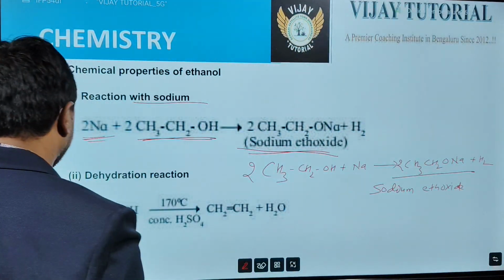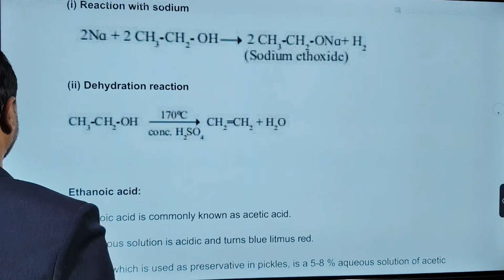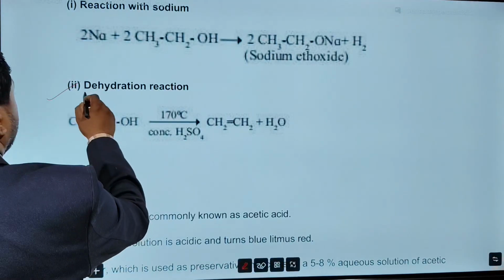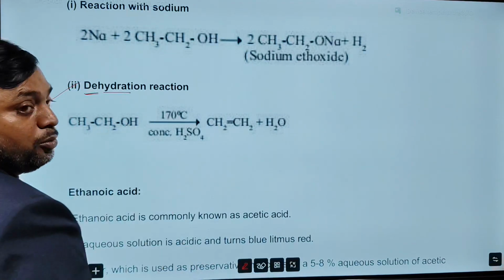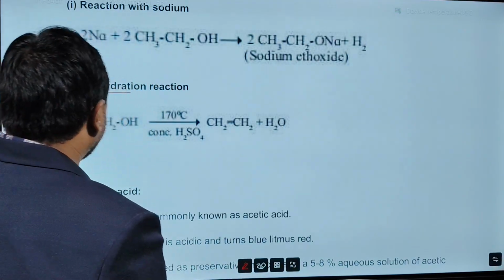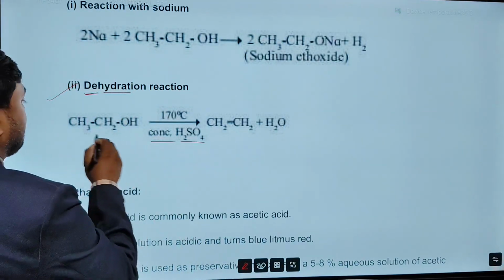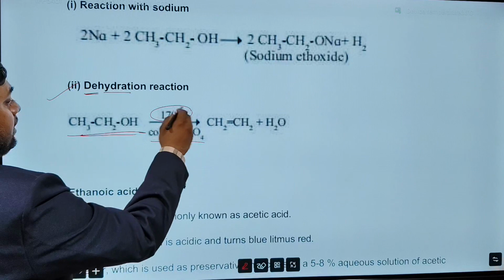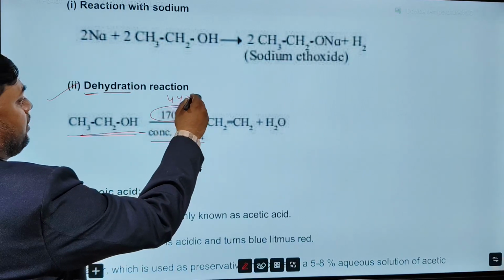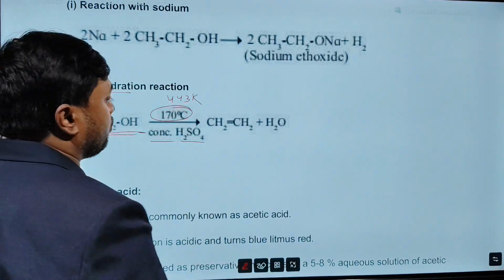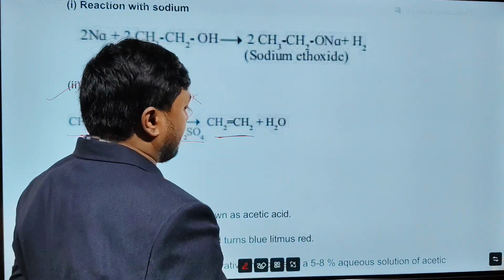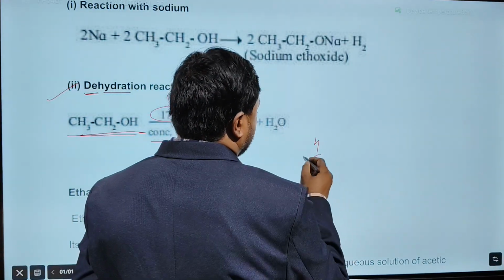Next we talk about the dehydration reaction. This is a very important reaction. De means removal, hydration means water molecule, so removal of a water molecule. What happens whenever concentrated H2SO4 is added to ethanol at 170 degrees Celsius or 443 Kelvin? It will lose its water molecule and form ethene.